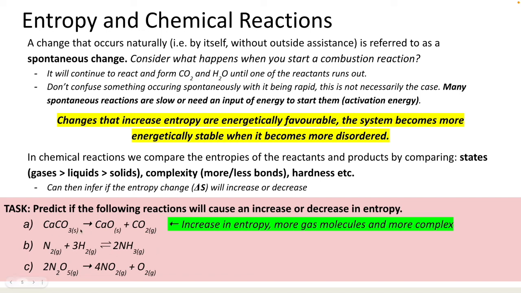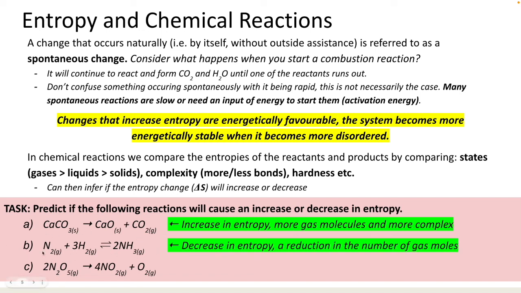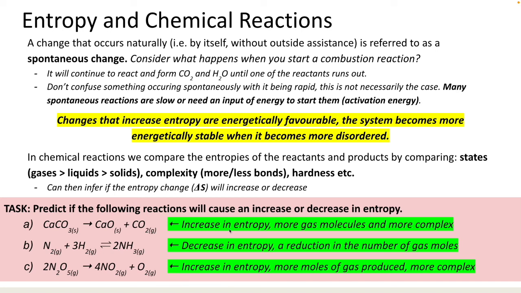If we compare that to the good old Haber process there, I'm sure you might have recognized, we would predict a decrease in entropy because we're reducing the number of gas molecules. We've got 1 nitrogen and 3 hydrogens. We've got 4 molar gas equivalents on the left-hand side, but we've only got 2 gas molecules on the right-hand side. So we would predict that that would actually be a decrease in entropy. It's getting more ordered.